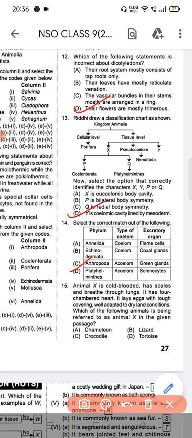Question number 15. Animal X is cold blooded, has scales and breathes through lungs. It has a 4-chambered heart. It lays eggs with tough covering, well adapted to dry land conditions. Which of the following animals is being referred to as animal X in the given passage? So question number 15, option C is the correct answer, that is crocodile.